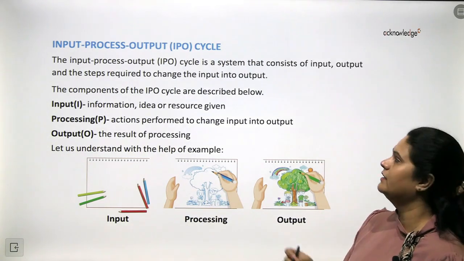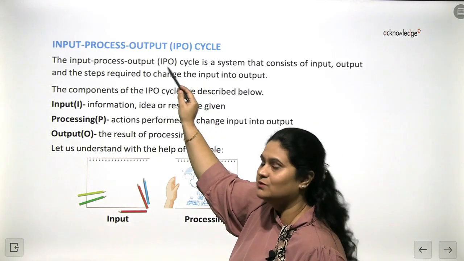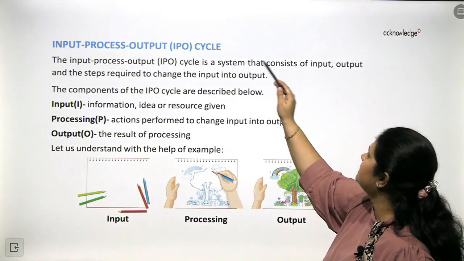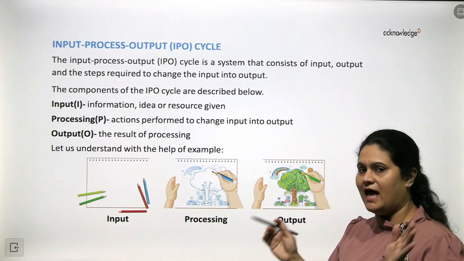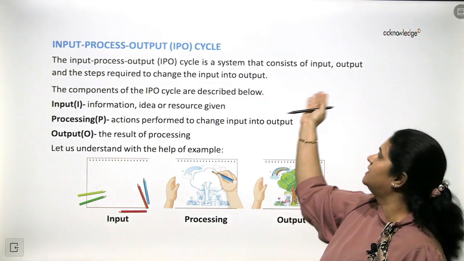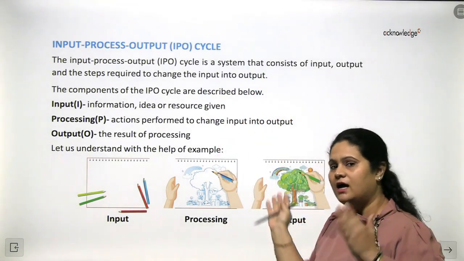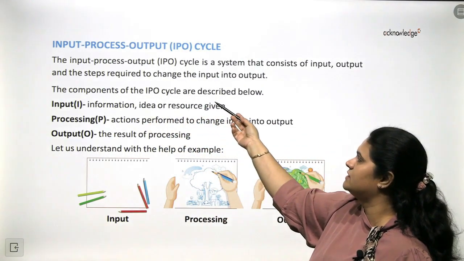What is this, children? Input, process, output, or the IPO cycle, we call it, is a system that consists of input and output, and there are certain steps that are required to change this input into the output, right? So, these are all the components of the IPO cycle.